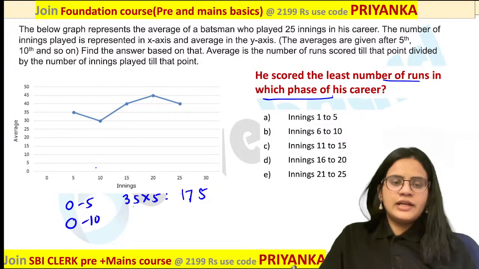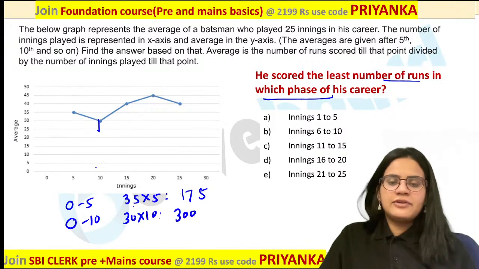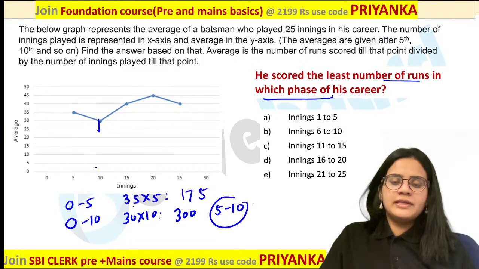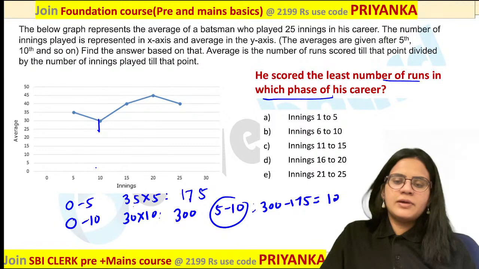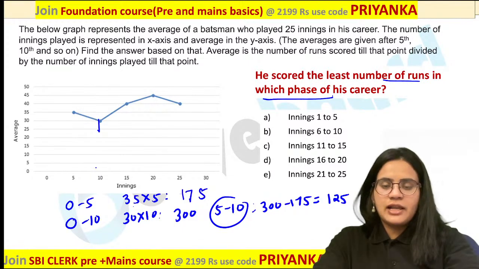So from 0 to 10, if I am talking over here, that is nothing but 30 into 10, which is nothing but 300 would be the value. So if I have to calculate between 5 to 10, what would be the value? 300 minus 175, which is nothing but 125 would be the value. Are you getting it? Which is nothing but 125 would be the value over here.